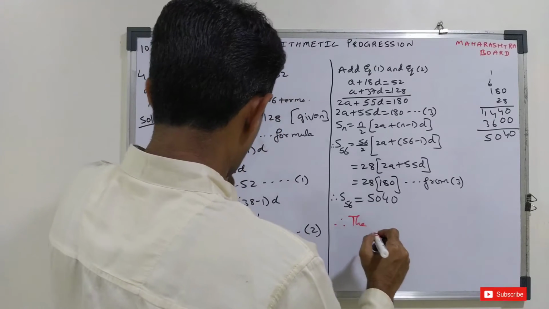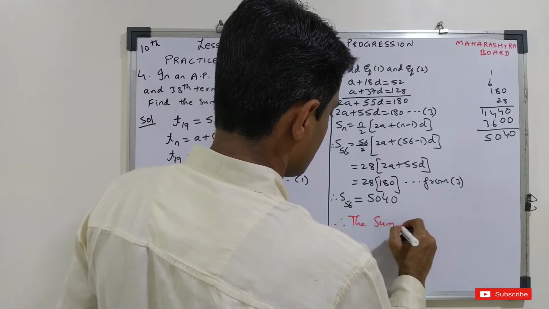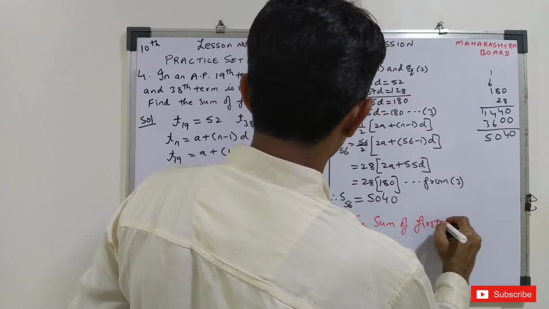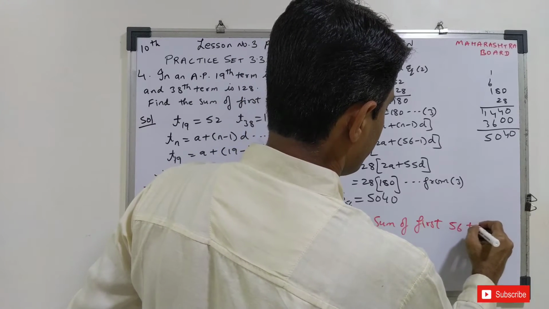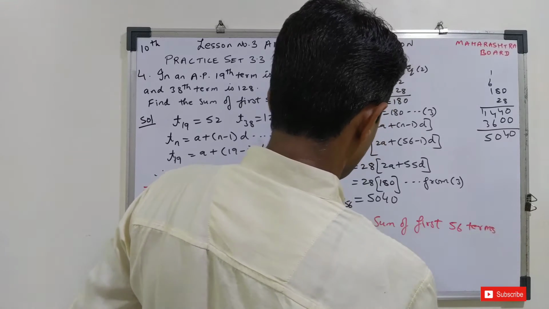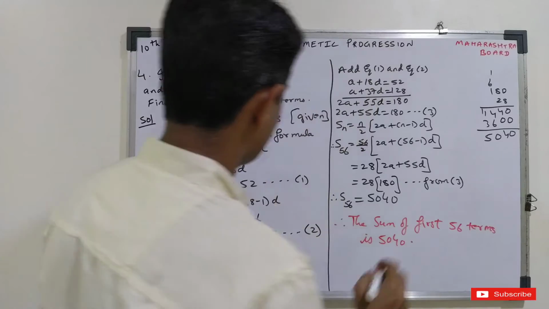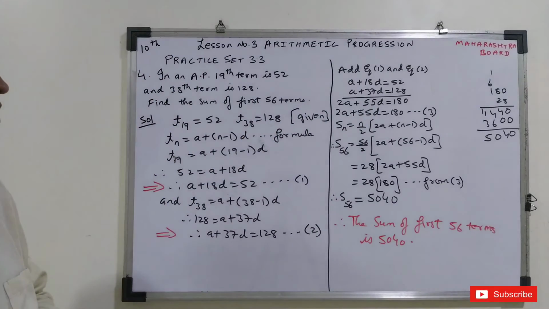Therefore, the sum of first 56 terms is 5040. This way you can solve this sum.